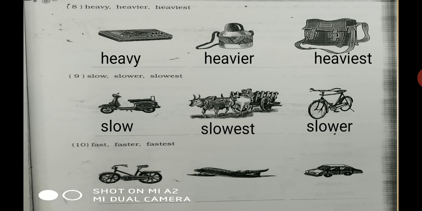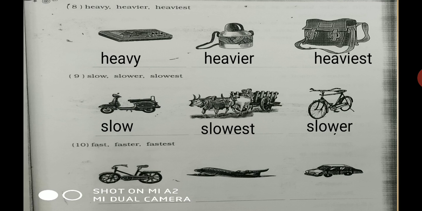Number 10, again 3 different vehicles are given. First is cycle, aeroplane and car. But the form of adjectives has changed. In number 9, we were given slow, slower and slowest. Here, we are given fast, faster and fastest. So just pick out the superlative form among these 3 vehicles. Which is the fastest? Of course, aeroplane. So aeroplane is the fastest transport.